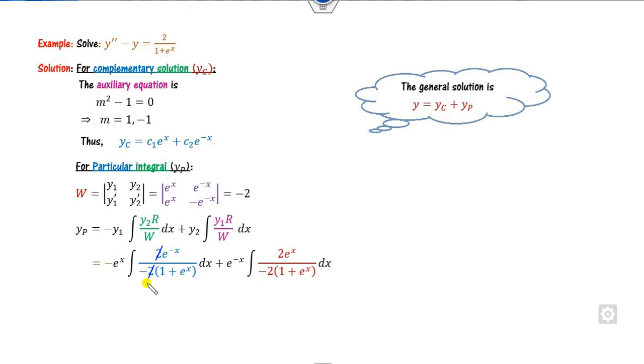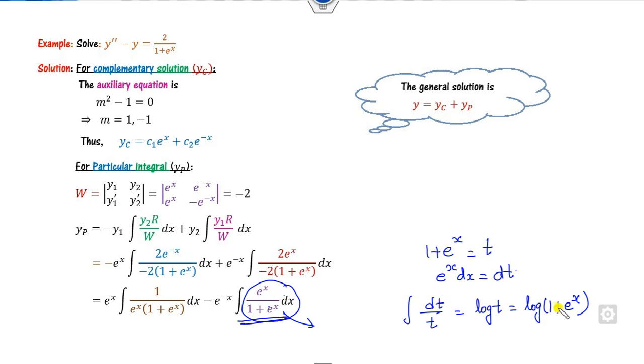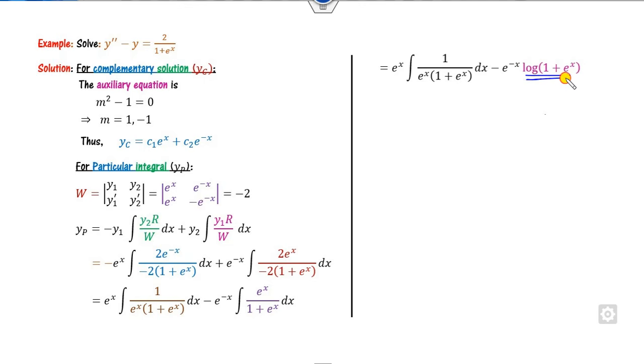I can take 2 as a canceller, this minus and minus plus, and here. How can you integrate them? Firstly, I can take this integration. How do you integrate this? If I take e raised to power x as my t, then e^x dx is my dt. So this integration becomes my dt over t, that will be my log of t, that means log of 1 plus e raised to power x. So the integration of this will be log of this.